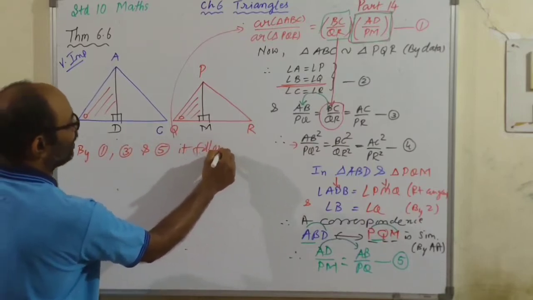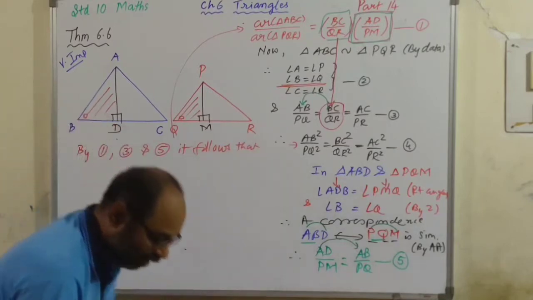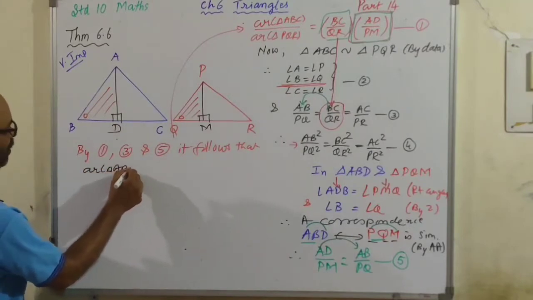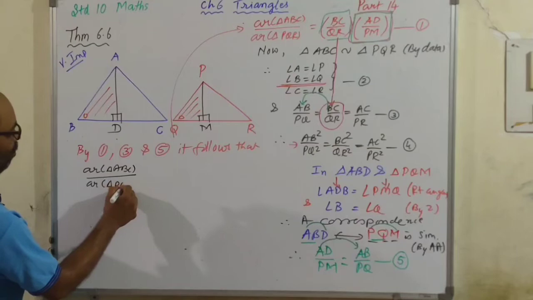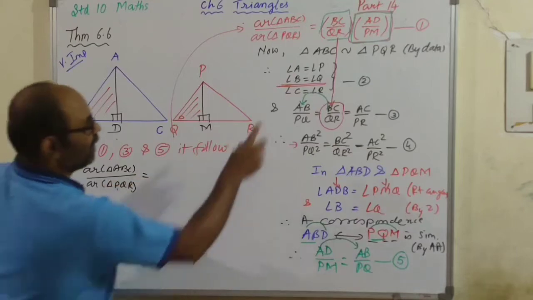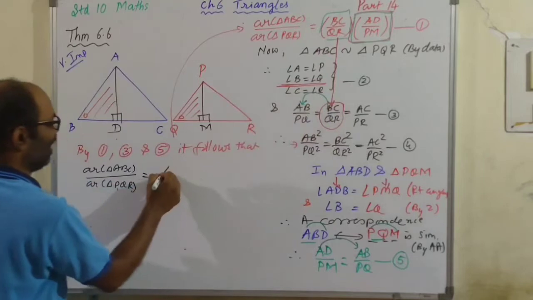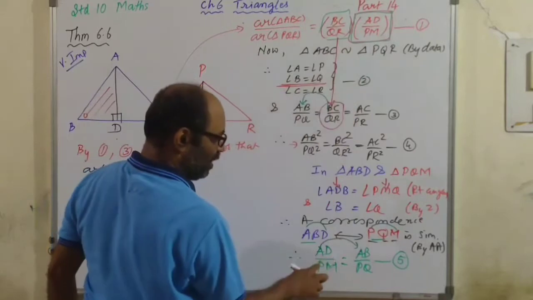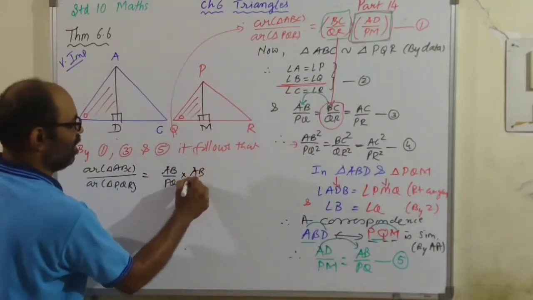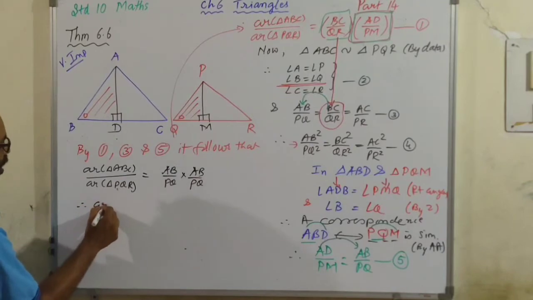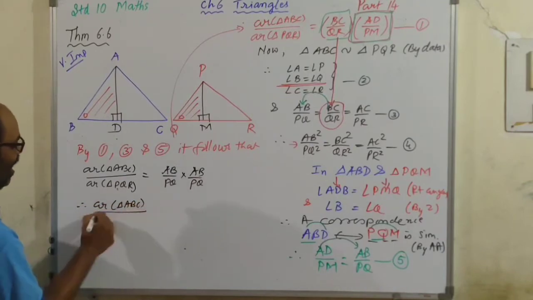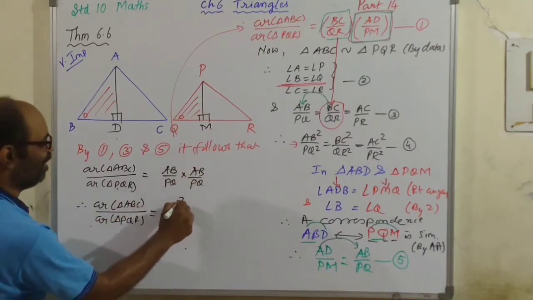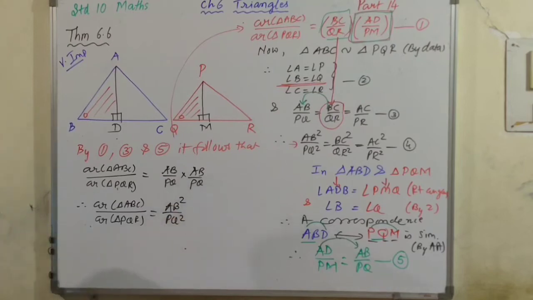It follows that. What it follows? That ratio. Area of triangle ABC upon area of triangle PQR is equal to, ये BC upon QR की जगह पे क्या लिखने वाले हैं? AB upon PQ into ये AD upon PM की जगह क्या लिखने वाले हैं? AB upon PQ. Therefore, area of triangle ABC upon area of triangle PQR is equal to AB into AB, AB स्क्वायर अपॉन PQ स्क्वायर. मिल गया.